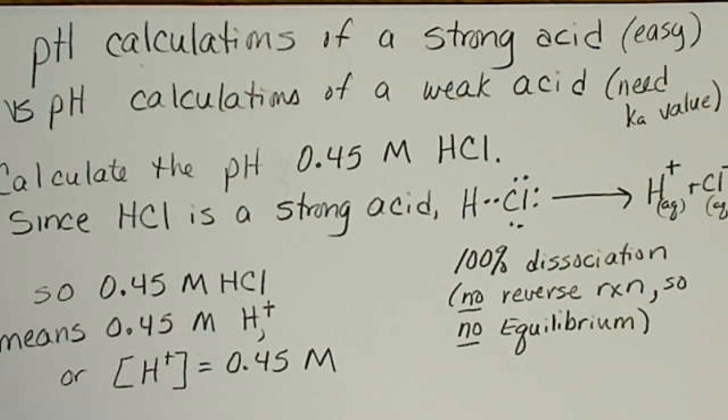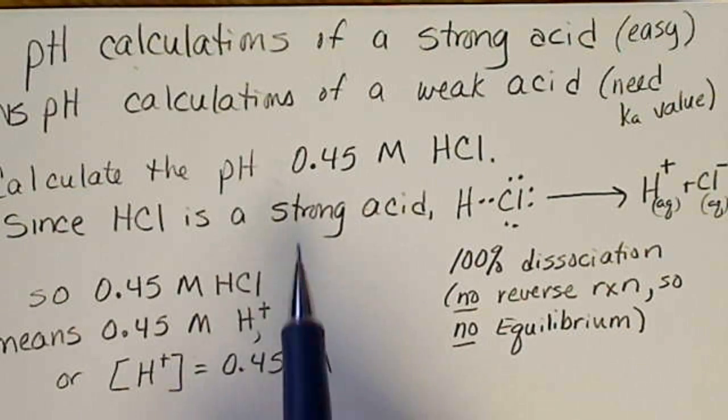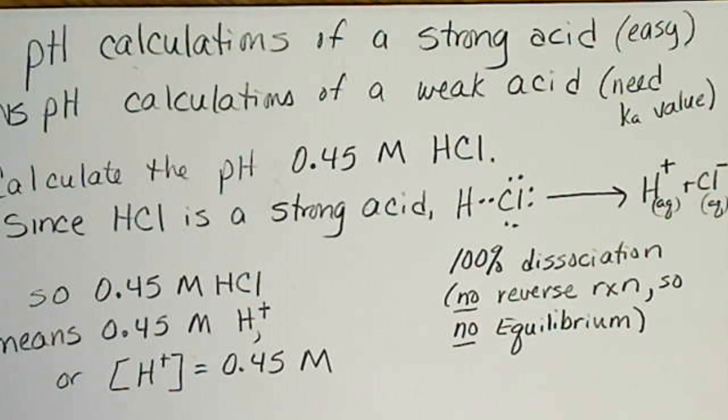In this video we are going to take the pH of a strong acid, which I've noted here is very easy, and then we're also going to take the pH of a weak acid. And understanding the difference between a strong acid and a weak acid is what constitutes two different procedures. So what we're going to do is calculate the pH of 0.45 molar hydrochloric acid.